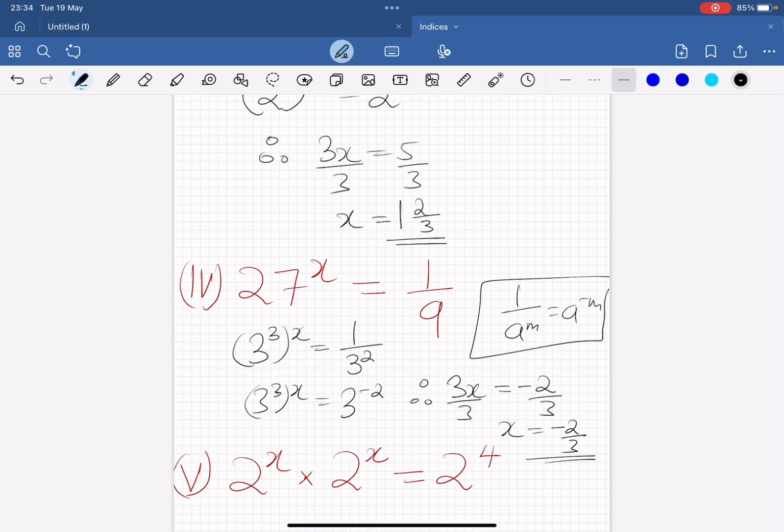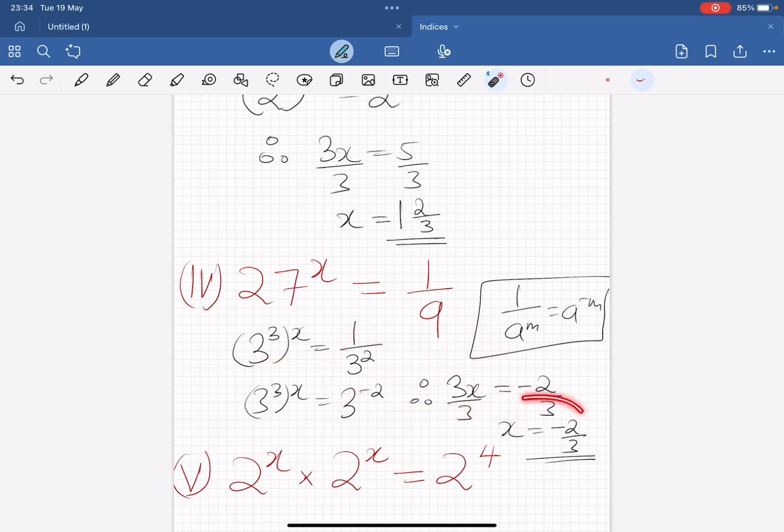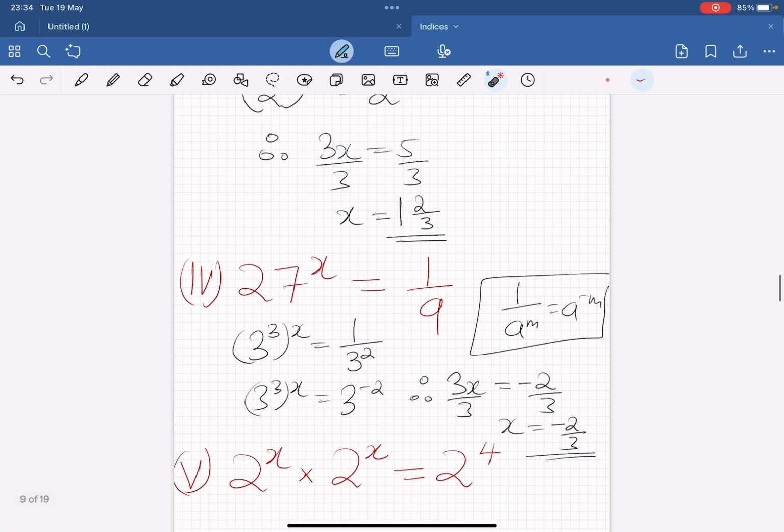Like I said in the previous question, it is never advisable to turn this sort of fraction into a decimal because negative 0.666666 will require you to round it off to negative 0.67, which is not very exact. So it is better to leave it as x is equal to negative 2 over 3.